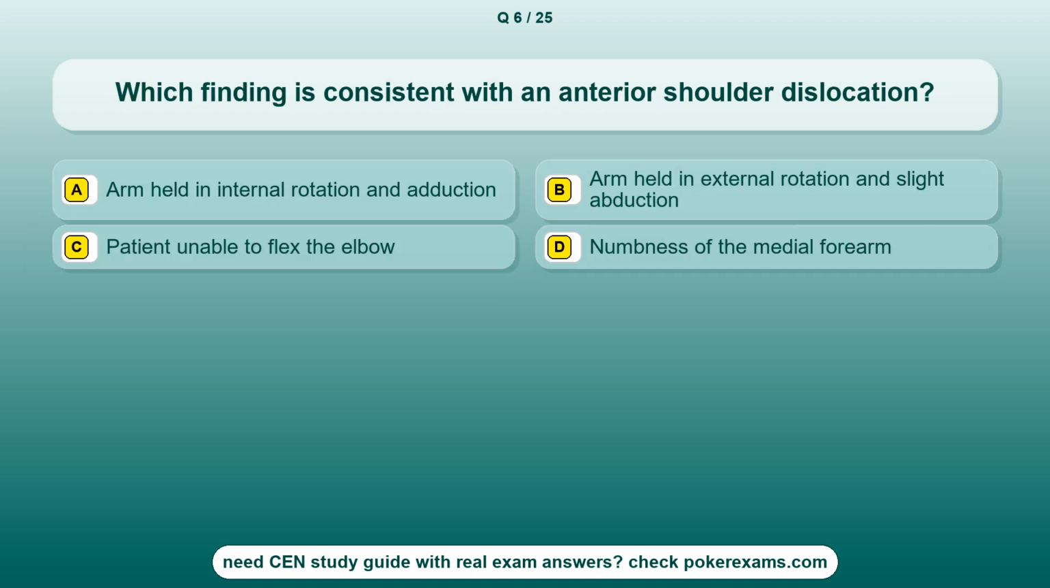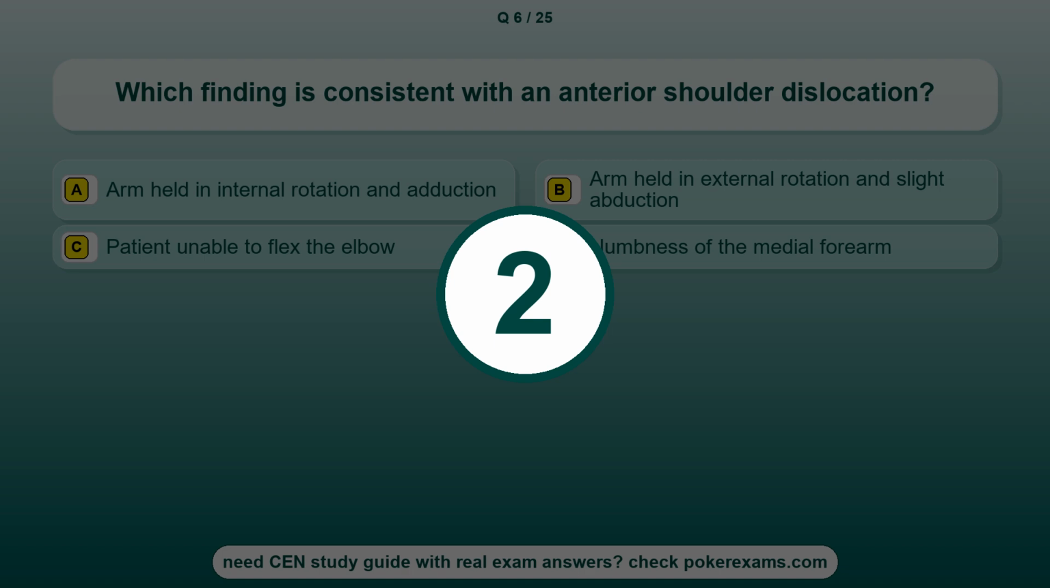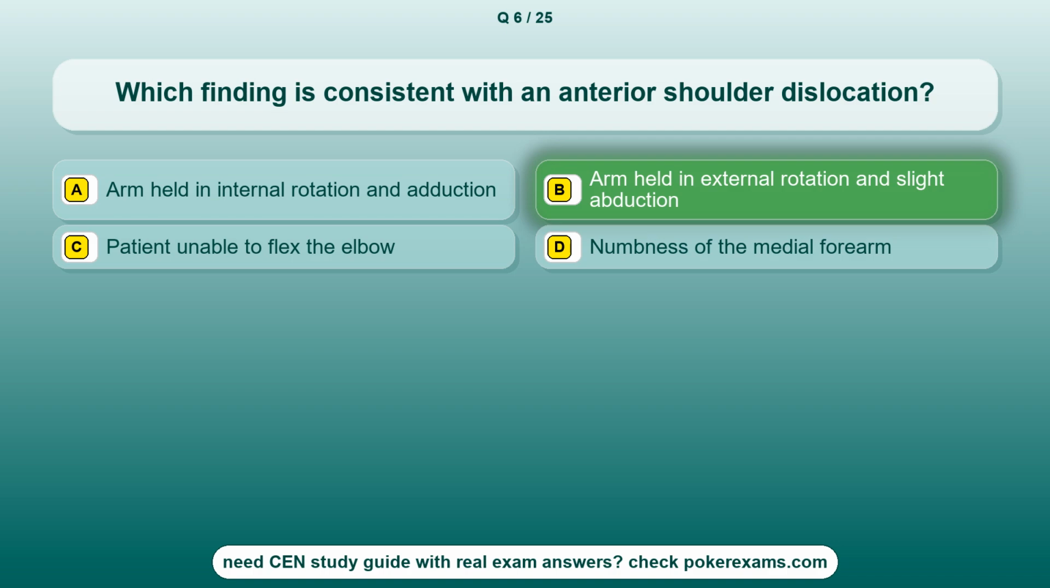Question 6. Which finding is consistent with an anterior shoulder dislocation? Option A, arm held in internal rotation and adduction. Option B, arm held in external rotation and slight abduction. Option C, patient unable to flex the elbow. Option D, numbness of the medial forearm. The correct answer is option B, arm held in external rotation and slight abduction.